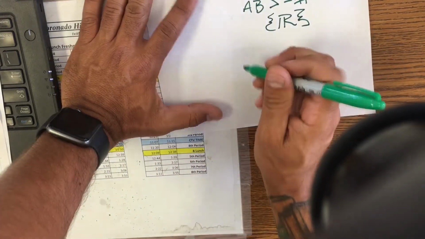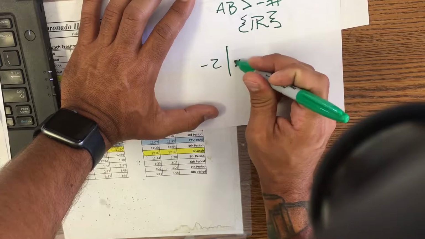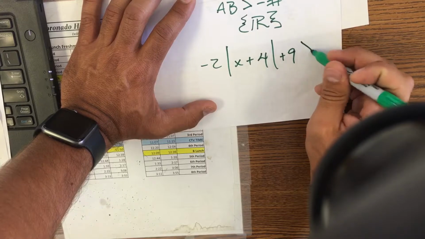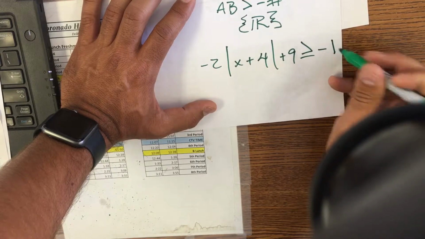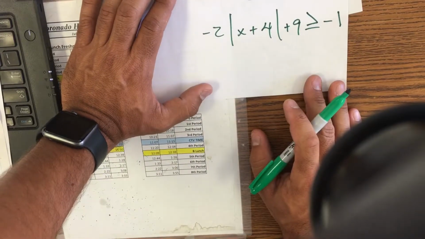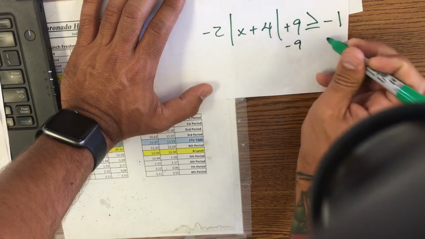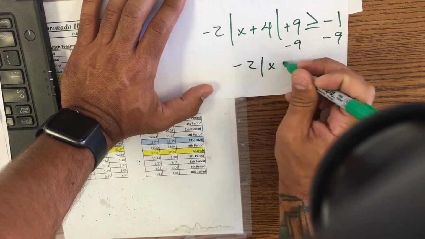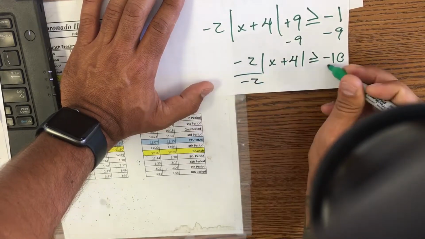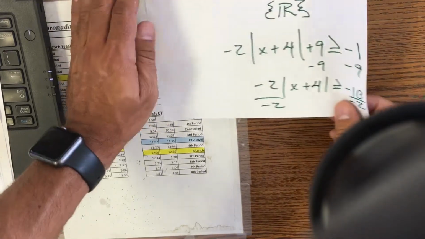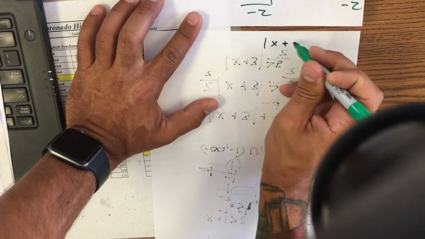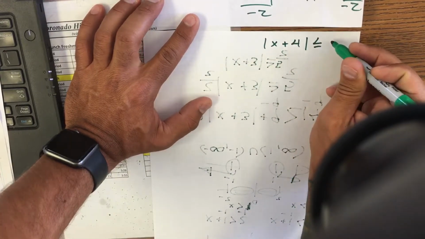Now what I do to try to trick y'all is I'll put something like this. And you guys look at it and say, oh, it's greater than a negative, so it's all real numbers. But that's not true. The absolute value is not by itself. We're going to subtract the 9. I'm going to divide by negative 2. Remember, when you divide by a negative, the inequality has to turn around. So this is going to become less than or equal to 5.